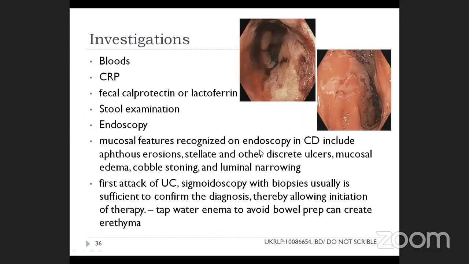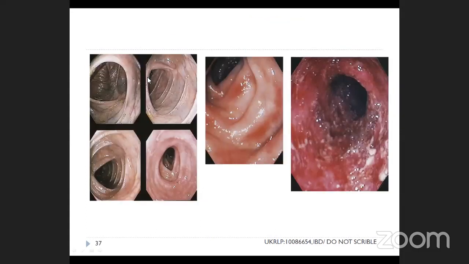So these are the endoscopic pictures of ulcerative colitis. These three pictures show the normal colon, and there's a mild inflammation of the mucosa in the fourth picture.